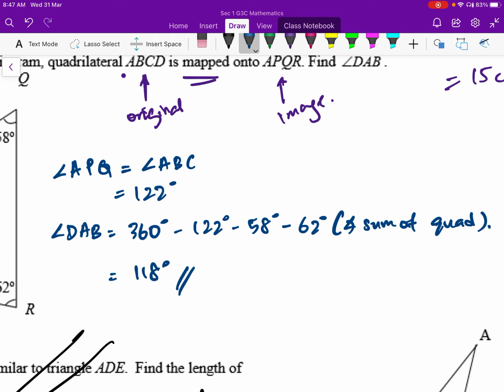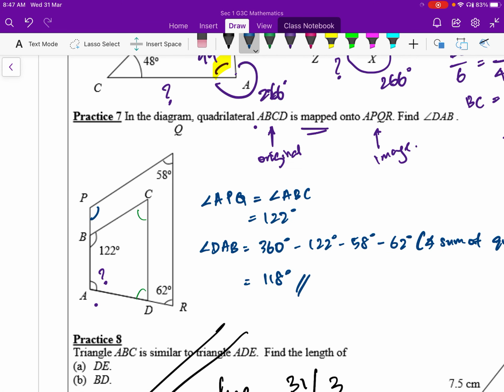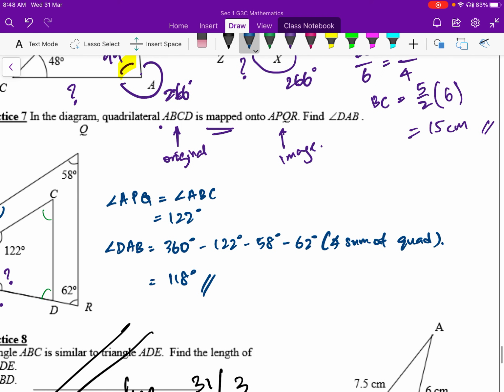Yes. Interior angles, did they say they are parallelogram? Is it a trapezium? No, right? They didn't say it's a trapezium. Therefore, you cannot talk about interior angles. But is the answer the same? Then it is a coincidence. So if it is a coincidence, can I give you the full marks? Cannot. So this could be a 3-mark question.